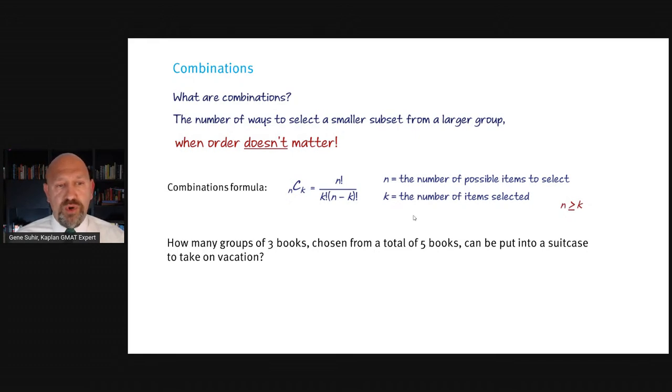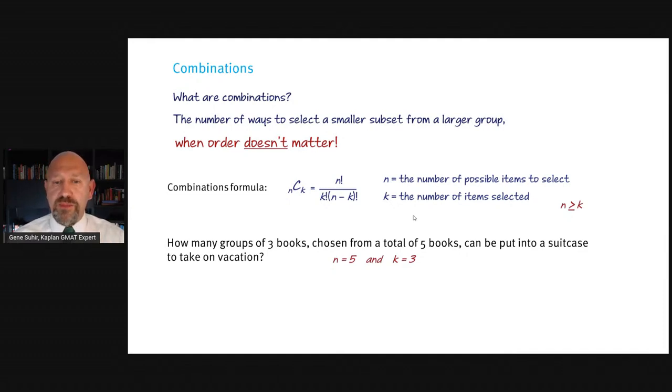How many groups of three books, chosen from five, can be put into a suitcase to take on vacation? Well, I'm not arranging them. I'm not putting them in order. So this would not be a permutation. It would be a combination. If, let's say, my three books were Great Expectations, War and Peace, and Animal Farm, that would really be the same set of books as if I had Animal Farm, Great Expectations, and War and Peace, right? The order doesn't matter. So into the combinations formula we will go.